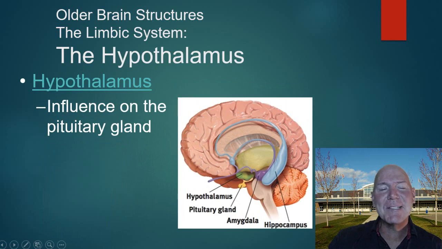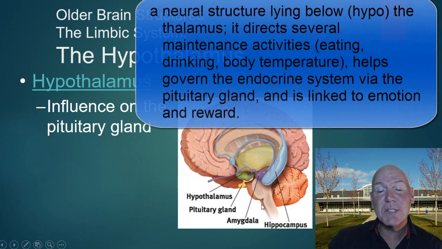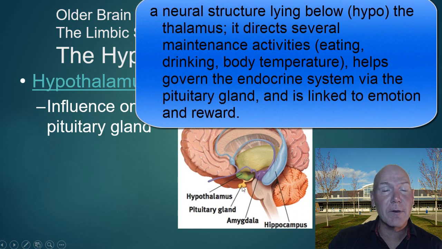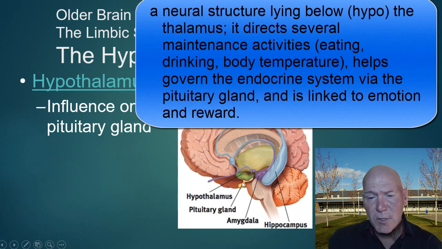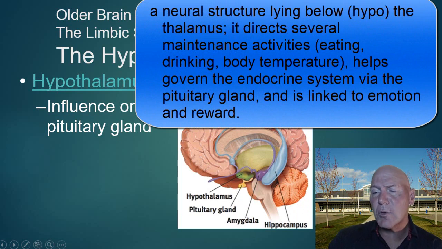Okay, your hypothalamus does several things too. It influences the pituitary gland, which is part of your endocrine system. We call this the master gland, which controls a lot of your hormones. So it's quite important. It also controls a lot of those things that we have with homeostasis.